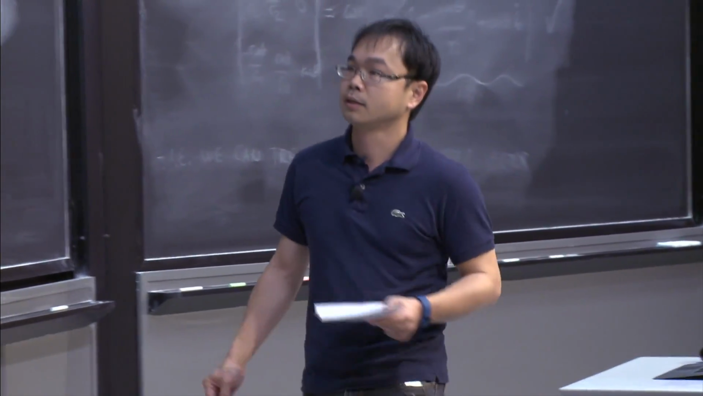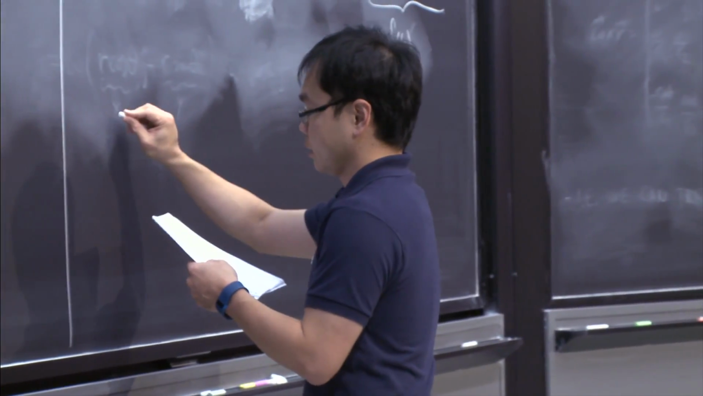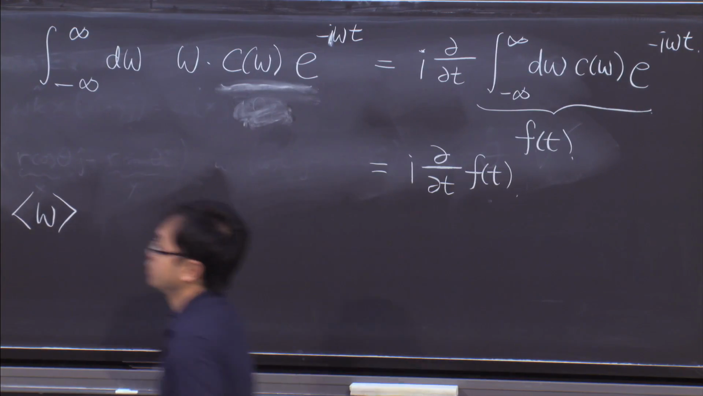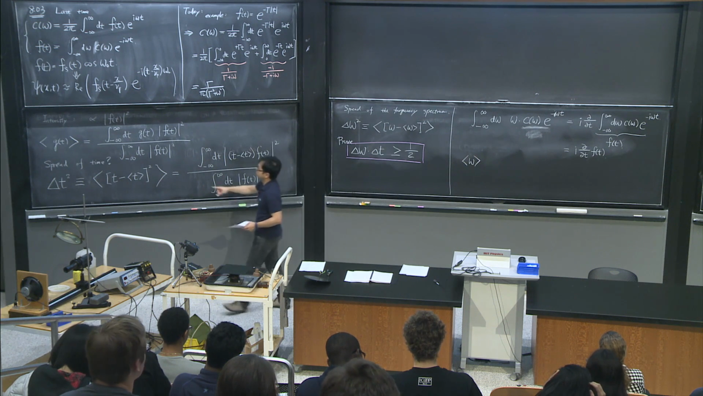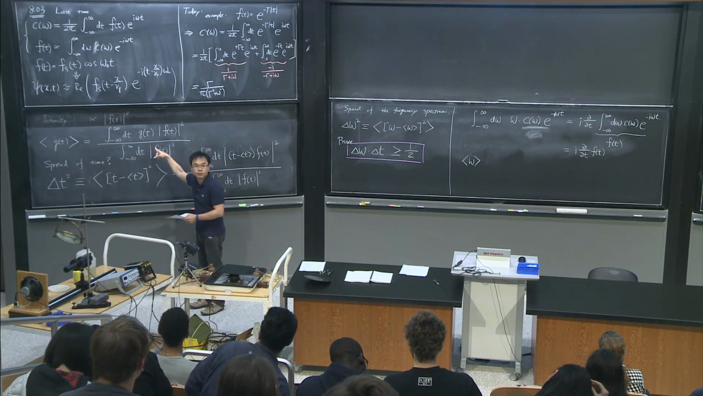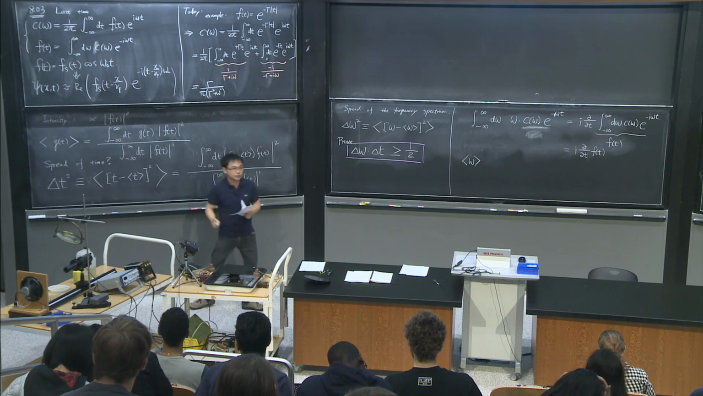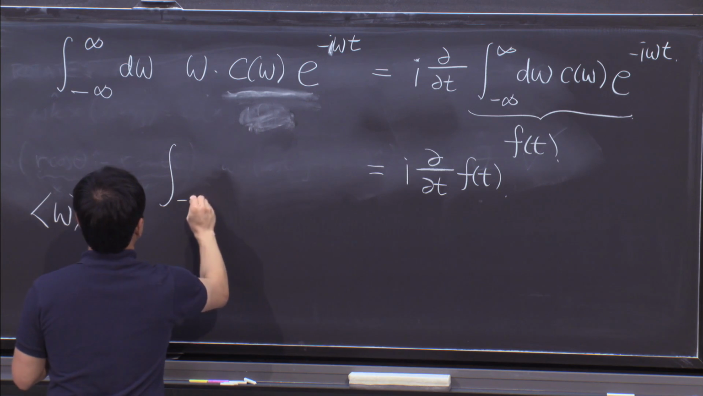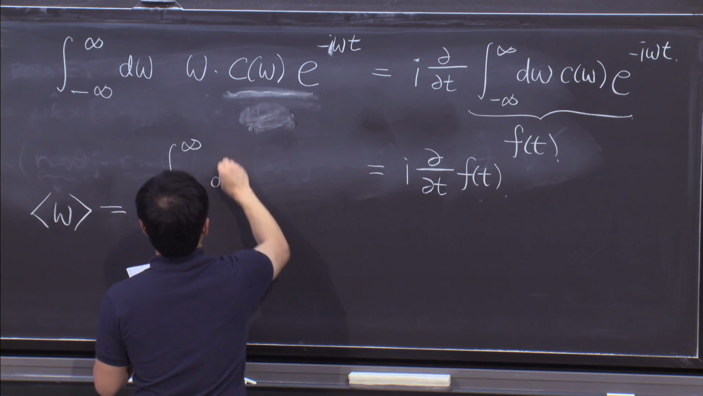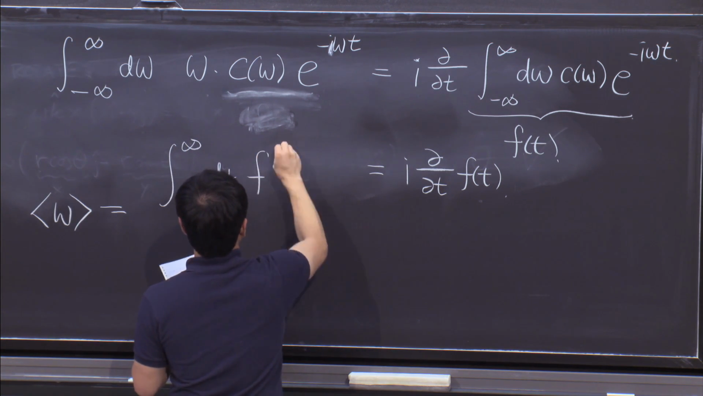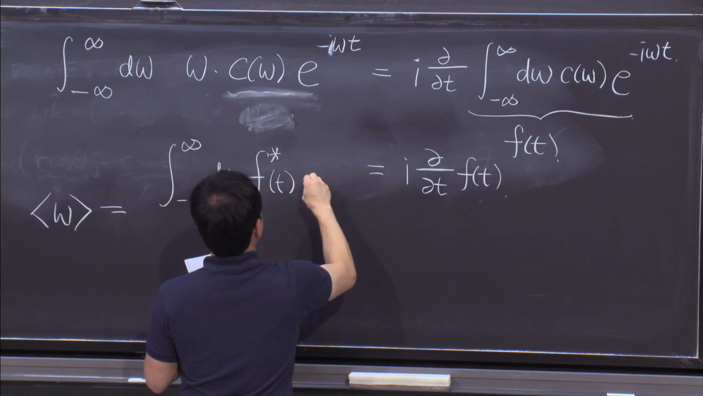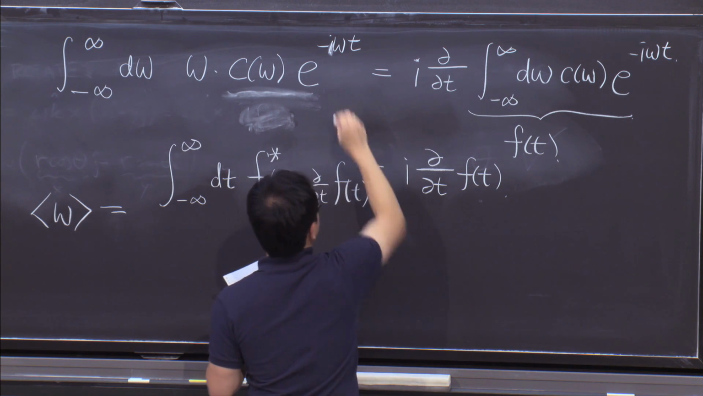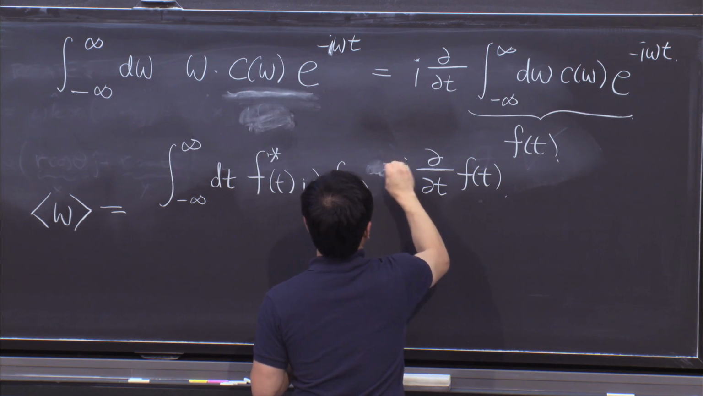All right, so now I can calculate what the mean omega will be. According to this definition here, this is how we calculate the mean of some quantity. The mean omega will be equal to the integral from minus infinity to infinity dt f star of t times i partial t f of t. Sorry, this is kind of close to here.